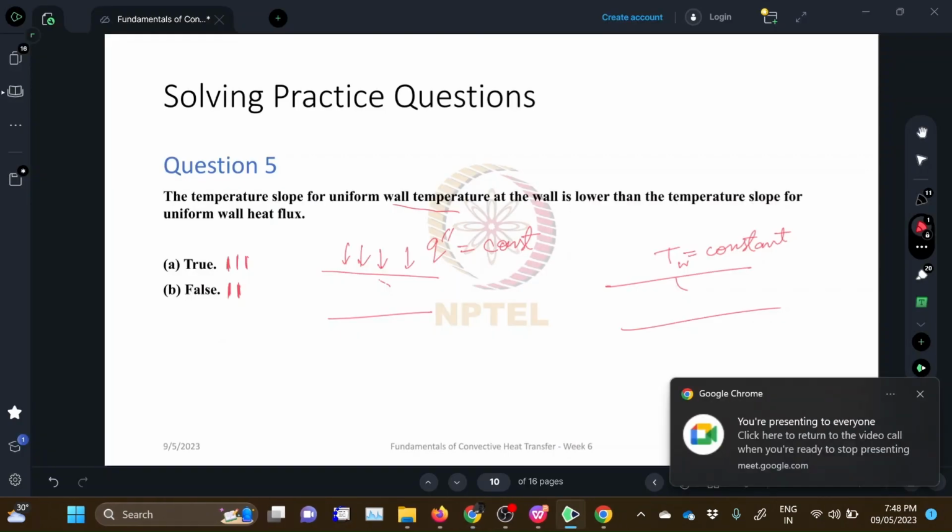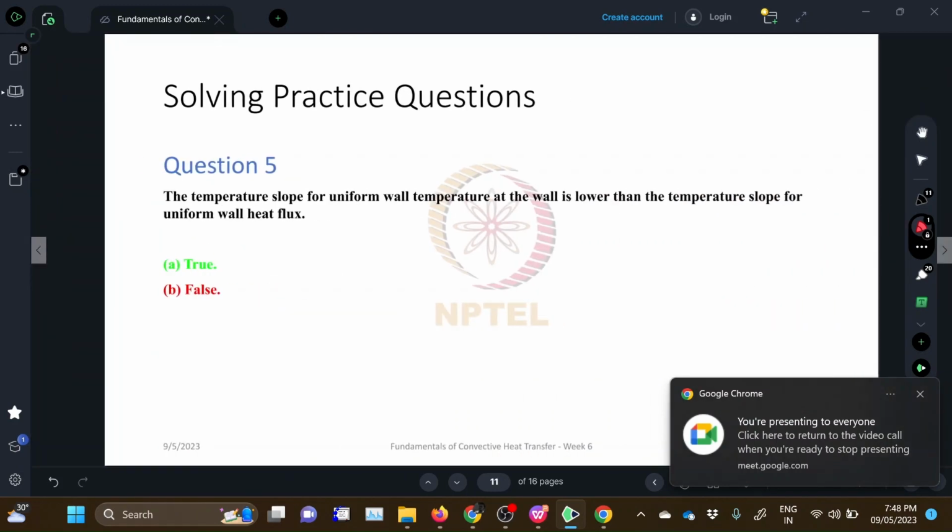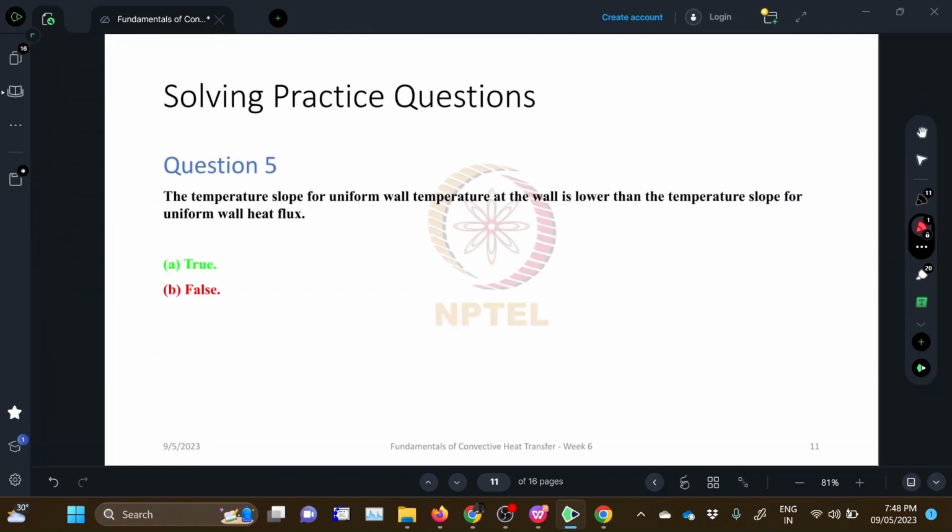Okay, so now we will have a look at the solution. The solution is actually A, true. So what happens if we solve for the temperature profile for the uniform wall heat flux case, we get a perfectly parabolic shape like this. This is temperature. This is for Q double prime equal to constant. And for the other case where TW equal to constant, we get a profile which is somewhat like this.